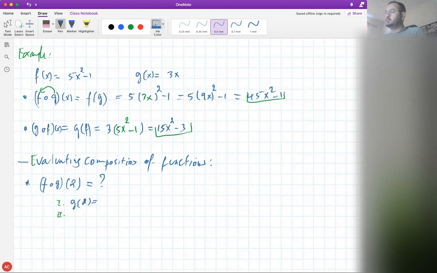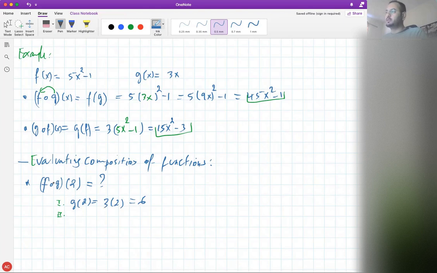You're gonna plug 2 into g. That's g. You're gonna plug 2 there. It's gonna be 3 times 2. That's 6. That's the first step. Again, it's not like multiplication. So once you find this, which is 6, whatever you get from here, you plug into the other function, f. So we got 6, so that 6 will go here.